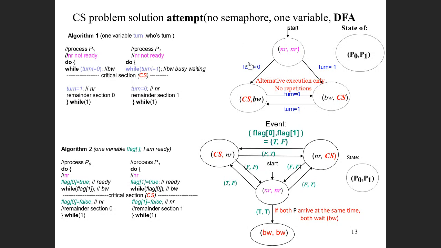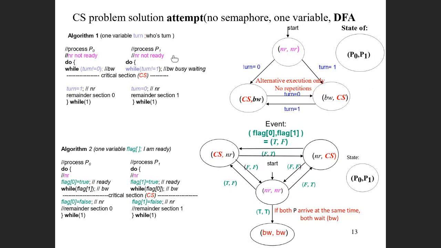Now, depending on turn, if turn was equal 0, the process P0 can execute. Therefore, P0 has the state critical section. P1 obviously must wait, it is busy waiting. So the first component of the state is the status of P0. The second component of the state is the status of P1. And this status may be not ready, busy waiting, or critical section, as you remember.